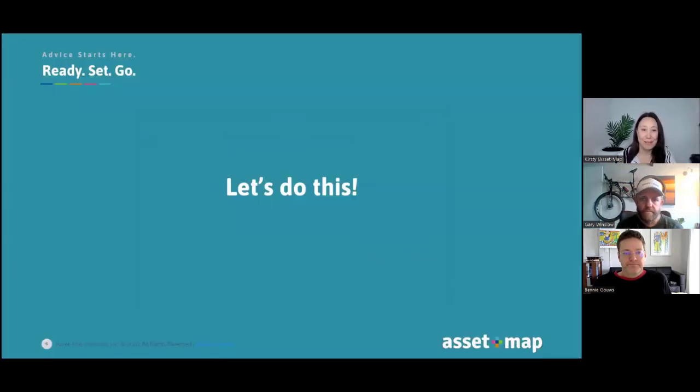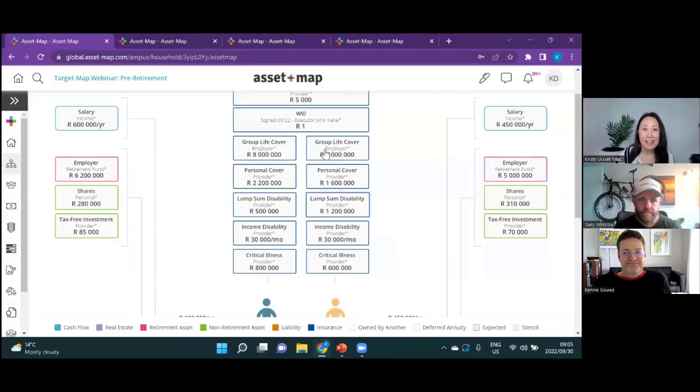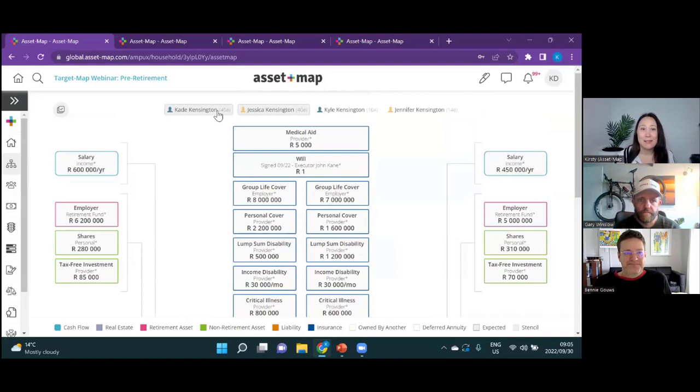Okay, so let's get started. I'm going to jump into the first scenario here. And here we have the Kensingtons. So we can see the Kensingtons, we've got Kate and Jessica. We can see they've got two children, Kyle and Jennifer.